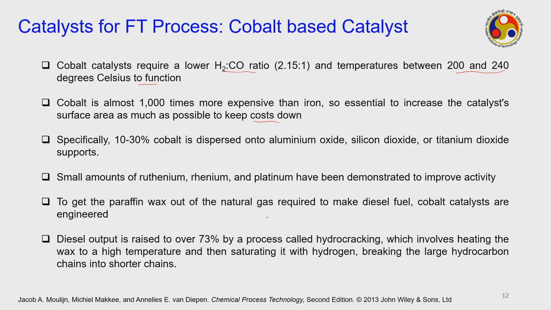So, the problem is this wax formation, and the diesel output is the desired product of this cobalt catalyst. The diesel output is raised to over 73% by a process called hydrocracking, which involves heating the wax to a high temperature. So, if the wax is formed as the primary product, you can carry out hydrocracking, and in hydrocracking, these wax products are broken into small fragments or small hydrocarbons. So, you saturate it with hydrogen and break the large hydrocarbon into short chains.